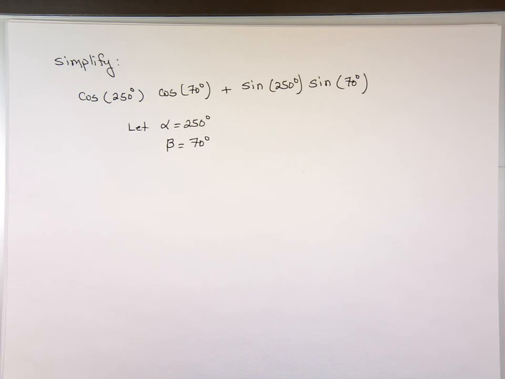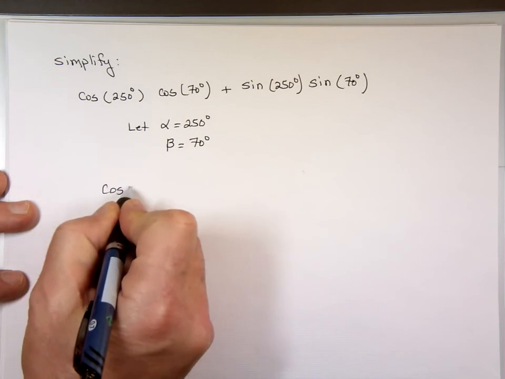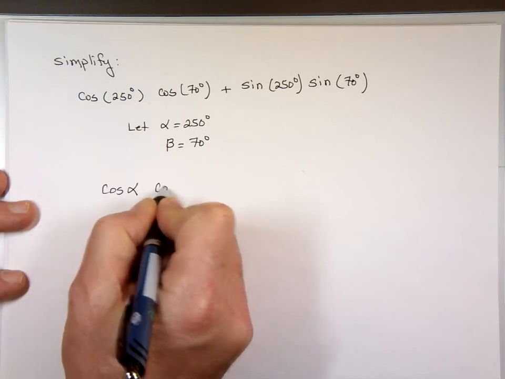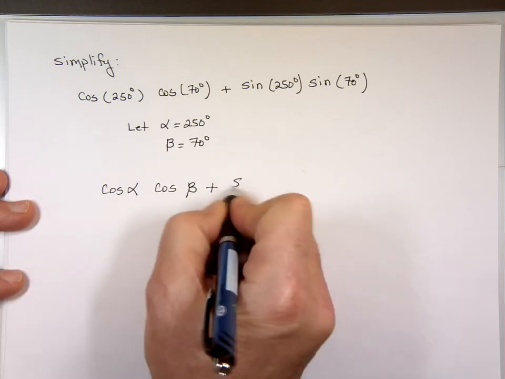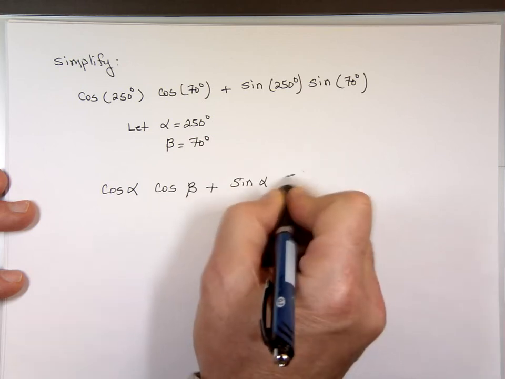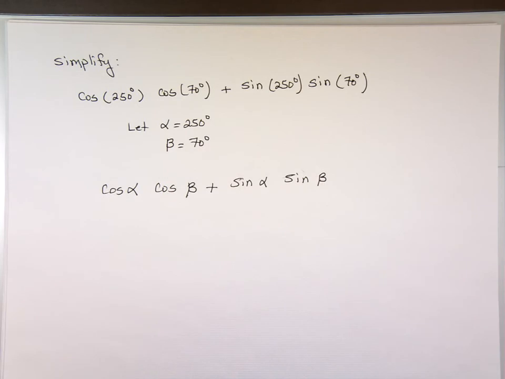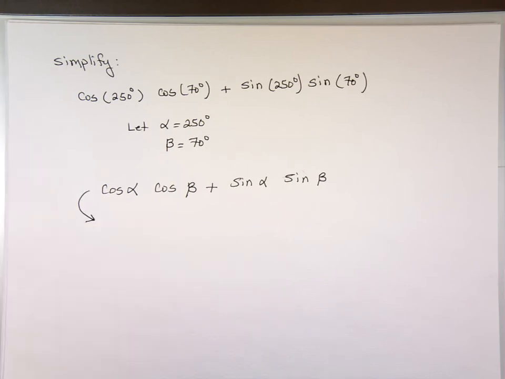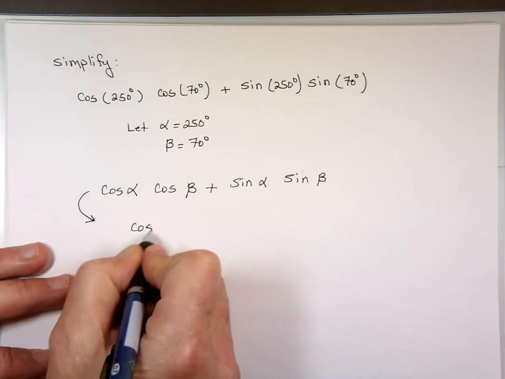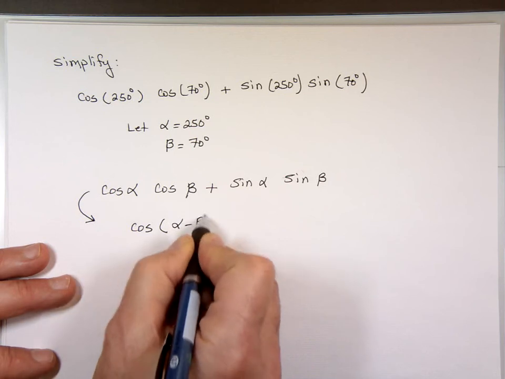I should be able to write this now as cosine alpha cosine beta plus sine alpha sine beta. Again, do we have a trig identity that has that in it? That's cosine what? Alpha minus beta, right? And now you plug in the values for alpha and beta.